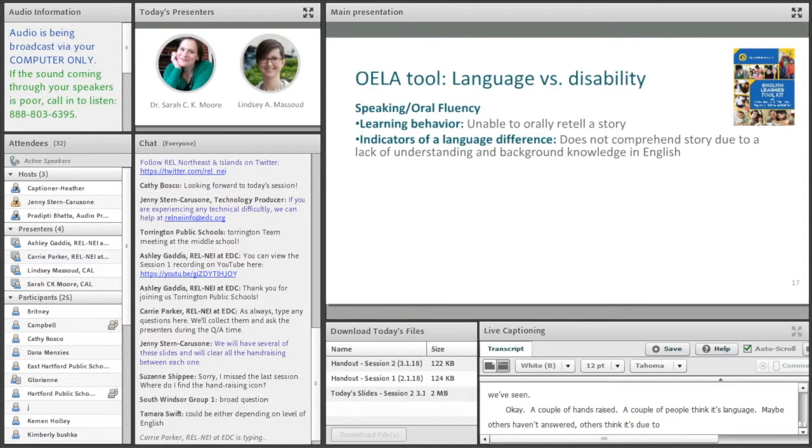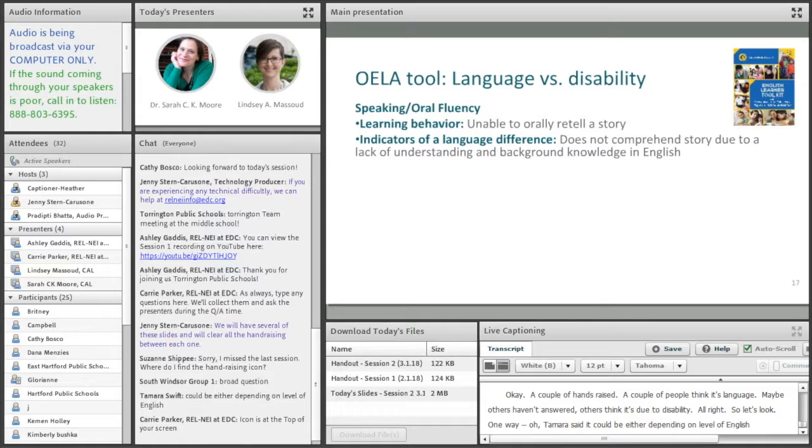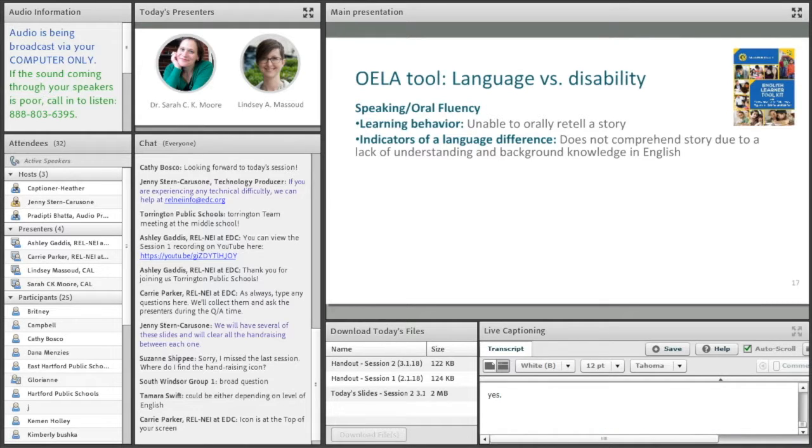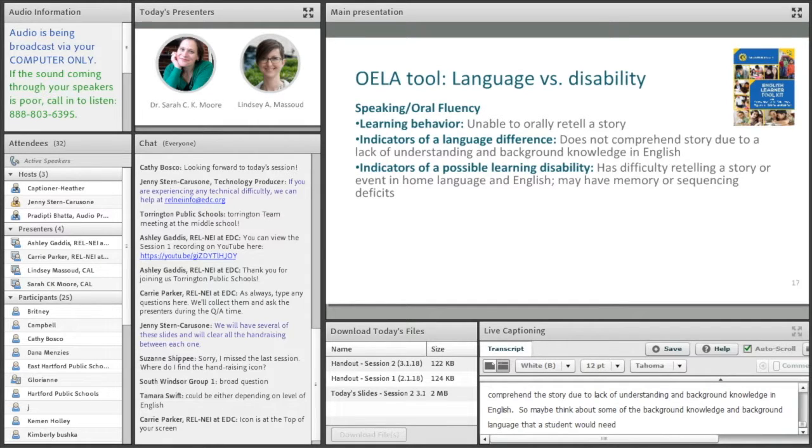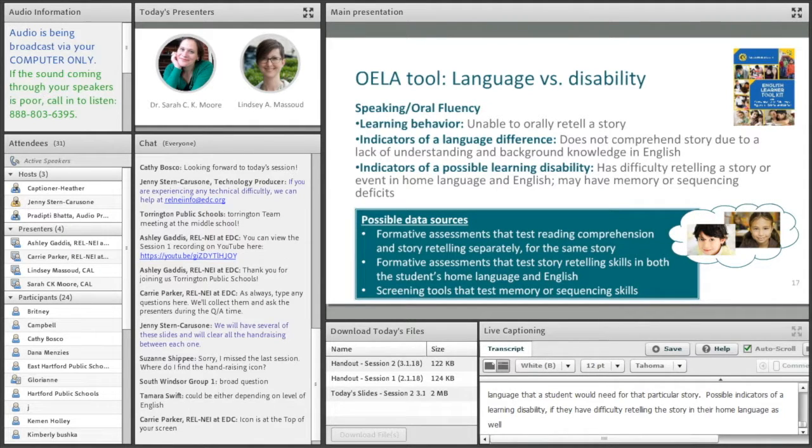All right, so let's look. Tamara said it could be either, depending on level of English. Great, yes. So a possible indicator of a language difference is if the student doesn't comprehend a story due to lack of understanding and background knowledge in English. So maybe think about some of the background knowledge and background language that a student would need for that particular story. Possible indicators of a learning disability if they have difficulty retelling the story in their home language as well. Again, it's so important to understand, to the extent that we're able, what their abilities are in their home language.